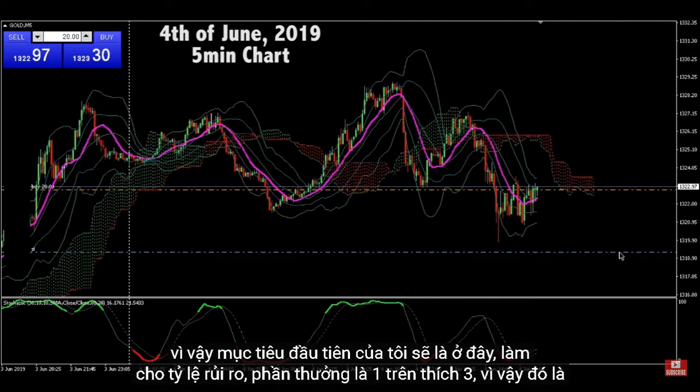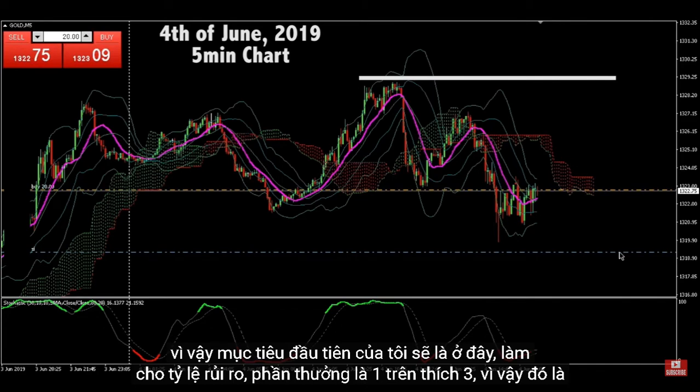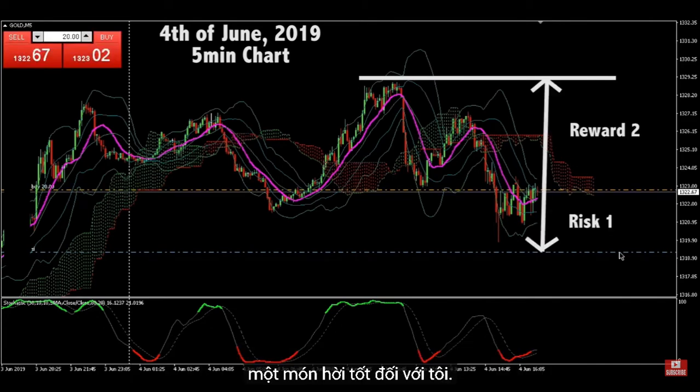So my first target will be here, making the risk reward ratio to be 1 to like 2. So it's a good bargain sale to me.